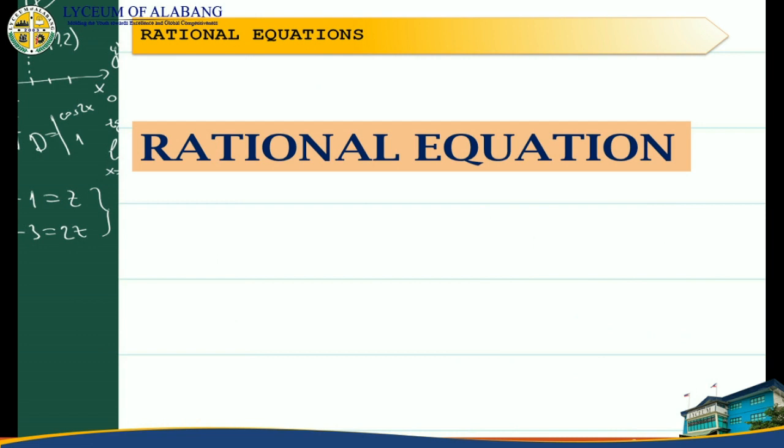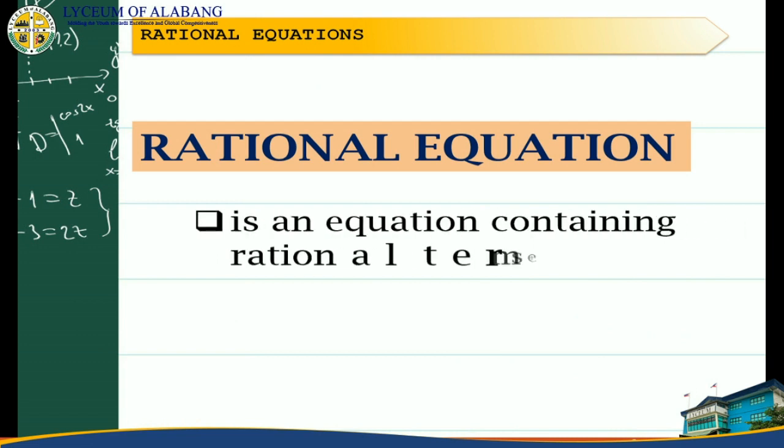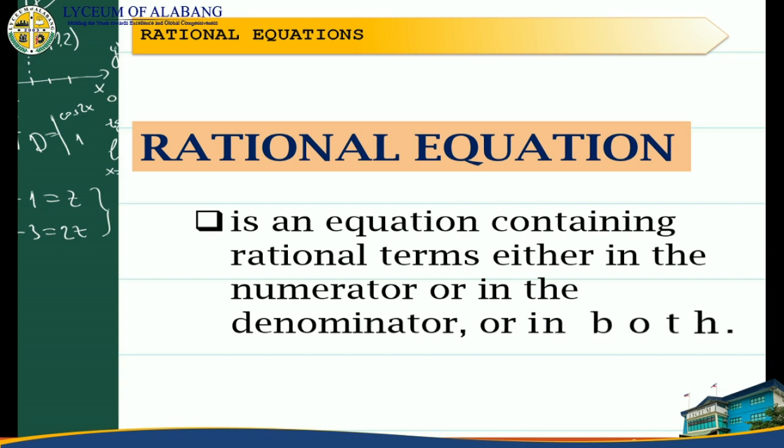Rational equation is an equation containing rational terms either in the numerator or in the denominator or in both. A rational equation is an equation containing at least one fraction whose numerator and denominator are polynomials. These fractions may be on one or both sides of the equation. A common way to solve this equation is to reduce the fractions to a common denominator and then solve the equality of the numerators.